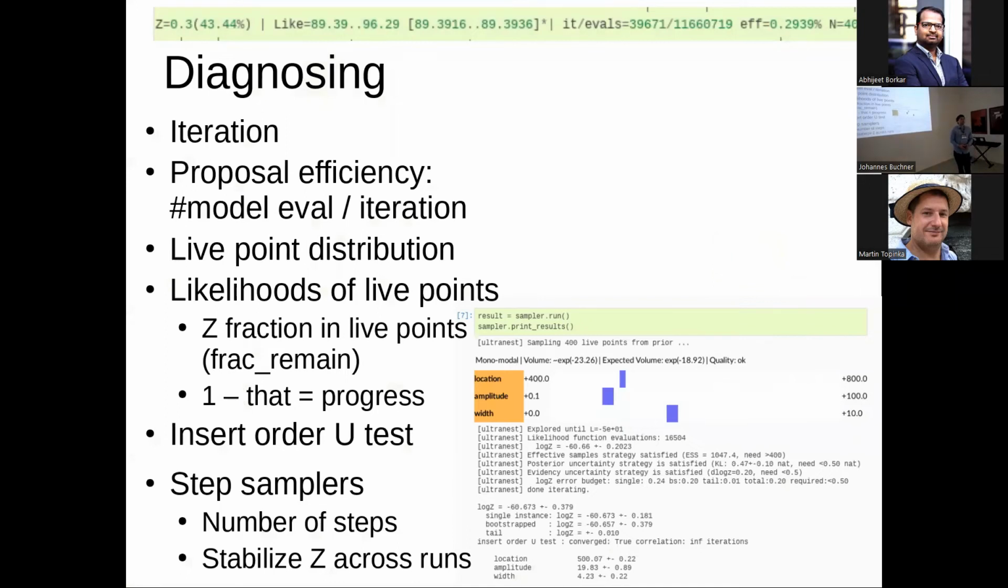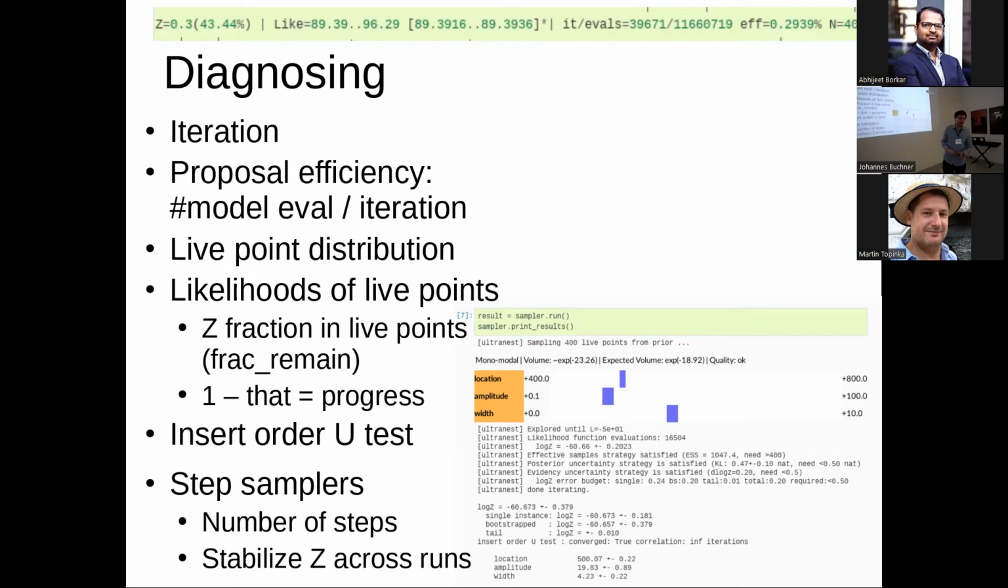Okay, so what can we actually diagnose about this algorithm while it's running? Well, we have the iteration, and that's something, I should have said that, that you will very often see when you run Ultranest. You get this diagnostic output. So what does that all mean? First of all, we have the iteration it is in, so how often it removes a point. We have how efficient our method of proposing new points is, so the number of model evaluations that it has tried per number of iterations that it progressed in. That's shown on the top right here: iterations by number of model evaluations, and the efficiency.